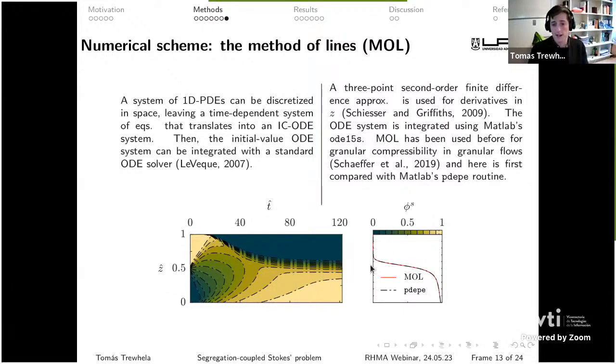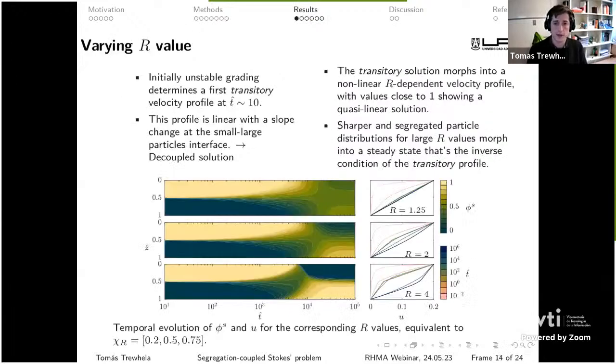Here I show validation of the method in this figure, where I compare the method of lines in the contour plots, the field contours, with the dashed contours being a direct solver implemented in MATLAB for the PDE system. This is also something that we used in a previous work, but without the coupled rheology equations. So it was a sort of validation before implementing the whole scheme.